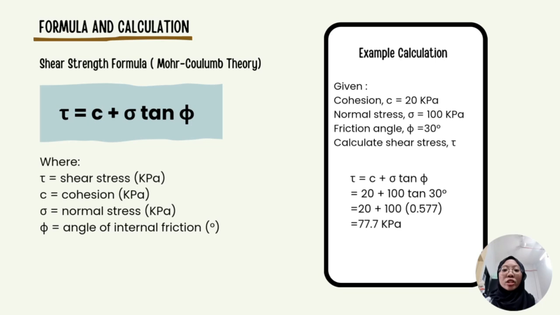So this is one of the formulas and calculations for the borehole shear test. We use Mohr-Coulomb theory. Shear stress equals cohesion plus normal stress times tangent of the angle of internal friction. On your right is an example calculation. Given cohesion is 20 kPa, normal stress is 100 kPa, and friction angle is 30 degrees, we need to calculate the shear stress. Following the formula, we get 77.7 kPa.